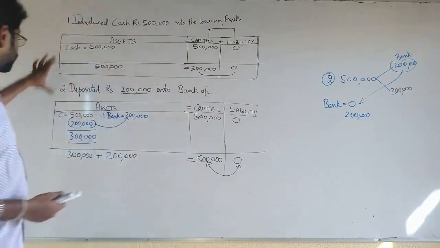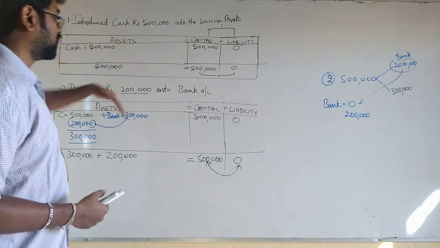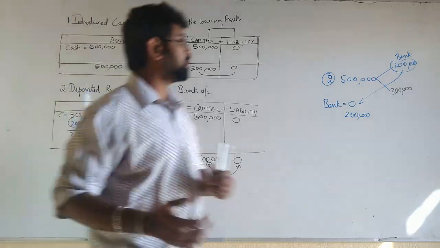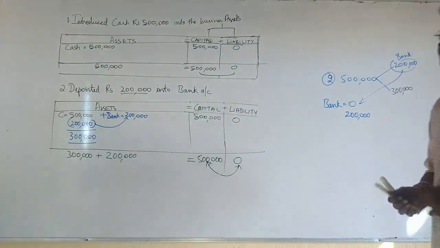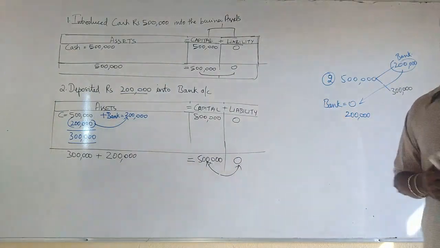Okay, so first 2 transactions are done, then we'll go to the third transaction. Hope you have understood these first 2 transactions. Now I'm going to the third transaction. Please copy it down.